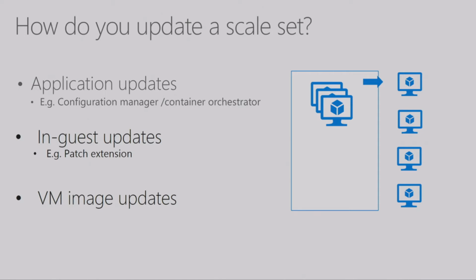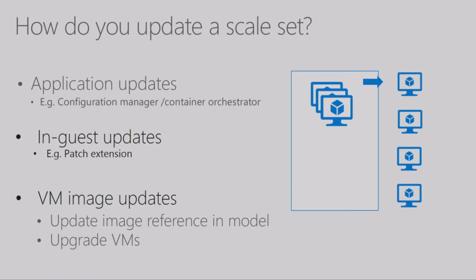So then there's VM image updates. And they have something in common with using an extension in that when you update them, there's the concept of the VM scale set model, which is how it's defined. And then there's a concept of applying that model to individual VMs. And that way you can roll out an update. So it's really two steps: you update the image reference in the model, and then you upgrade the VMs.